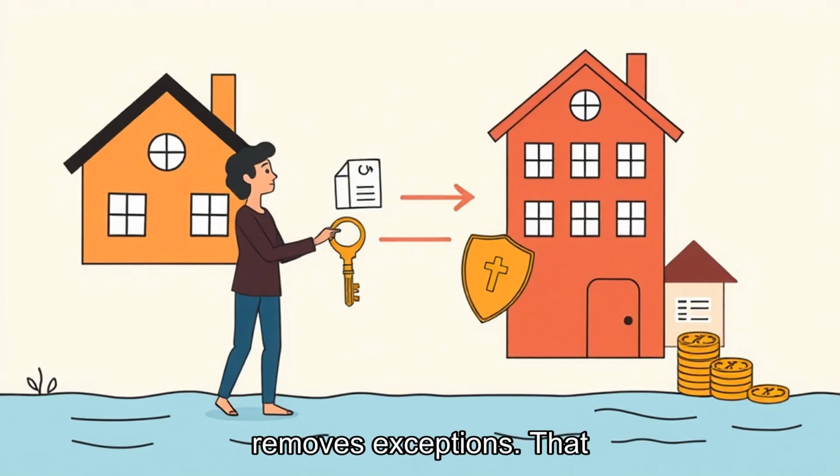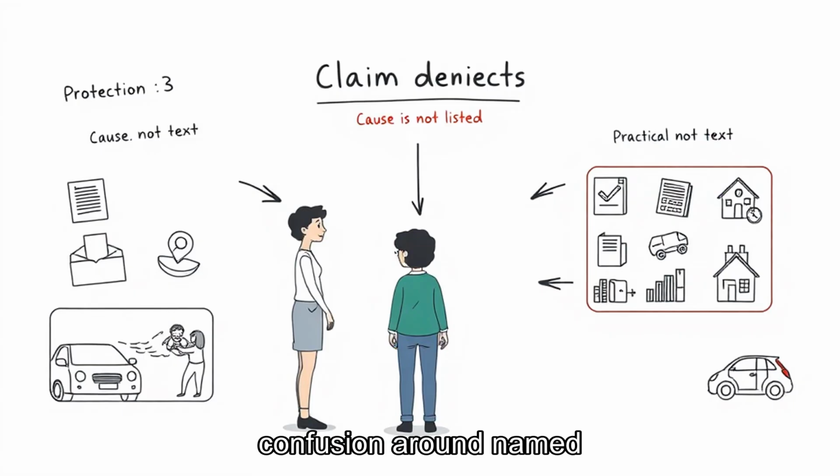Most confusion around named peril and open peril policies comes from missing that hidden exchange and focusing only on the surface event. Named peril coverage asks whether the cause is listed. Open peril coverage starts broader, then asks whether an exclusion removes it.